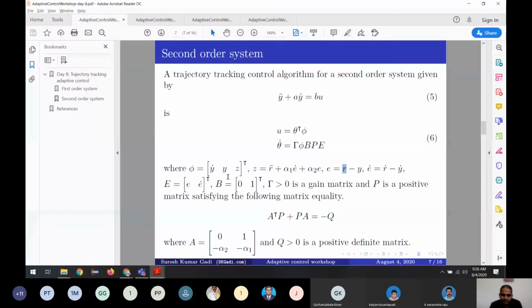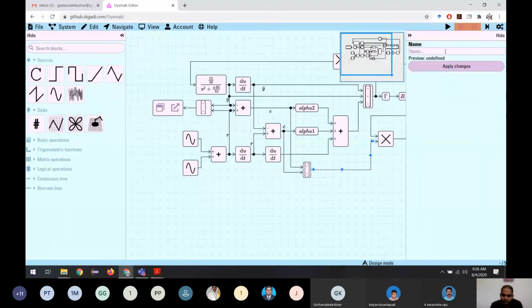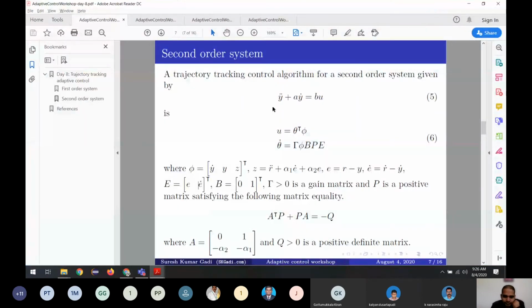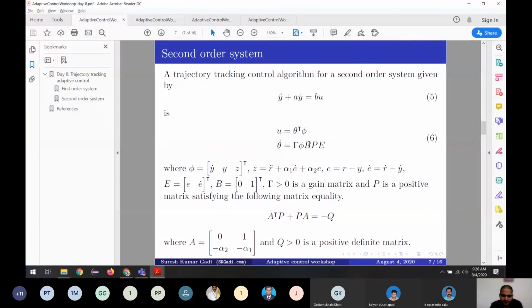So let us build the matrix E by adding the first row as E and the second row as E dot. So we are having this. What we are calculating here is the matrix E. Okay, we have E. So what is next? Let us see what we are doing here.